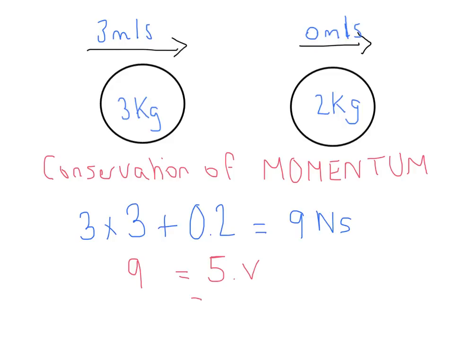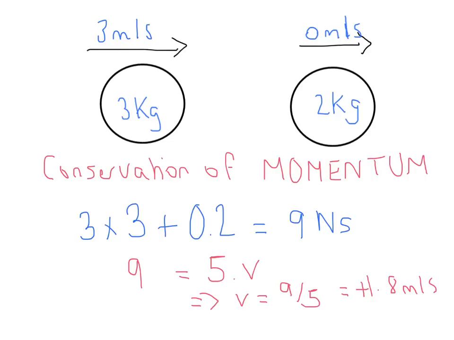So then, obviously, you rearrange those to get the velocity is equal to 9 over 5, which is equal to 1.8 meters per second. And of course, this has come out as a positive number, which must mean the final object is moving to the right in the same direction as the original balls. So that's considering that both balls stick together.